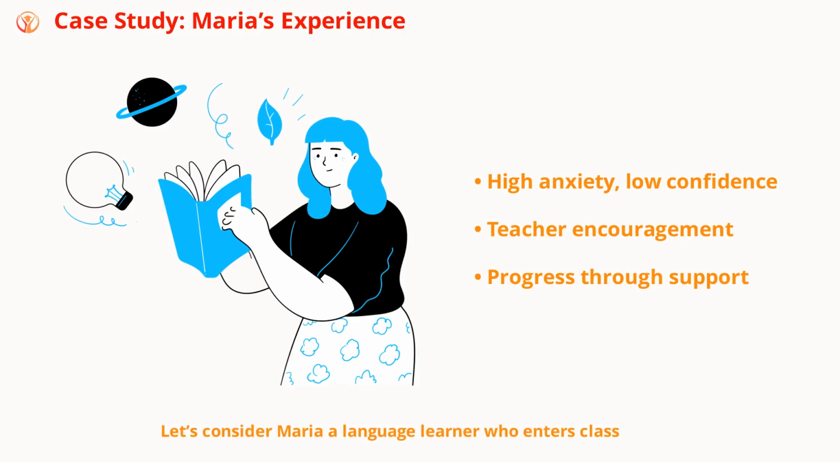Let's consider Maria, a language learner who enters class with high anxiety and low self-confidence. She rarely volunteers to speak and often avoids group activities. However, when her teacher provides gentle encouragement and celebrates her small successes, Maria gradually becomes more willing to participate. Her affective filter lowers, and she begins to make noticeable progress.